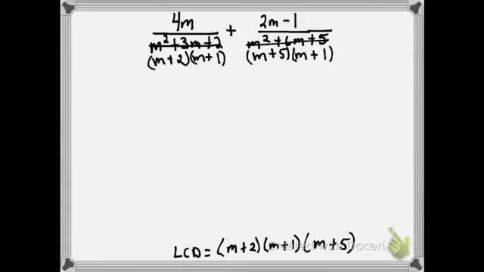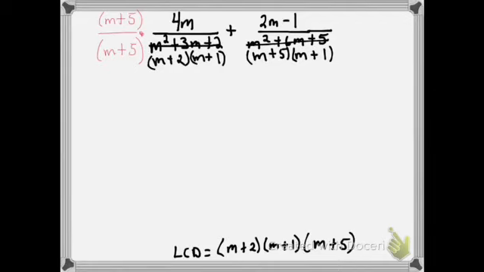And so we're going to multiply the top by m plus 5 and the bottom by m plus 5. And the reason we use m plus 5 is because m plus 5 divided by m plus 5 is just 1, and multiplying by 1 is not going to change the value of this fraction. And so that's what we want to do. But you'll notice that now on the bottom we're going to have m plus 5, m plus 2, m plus 1, which is this common denominator that we've talked about.